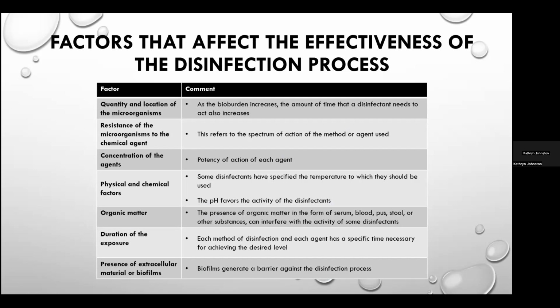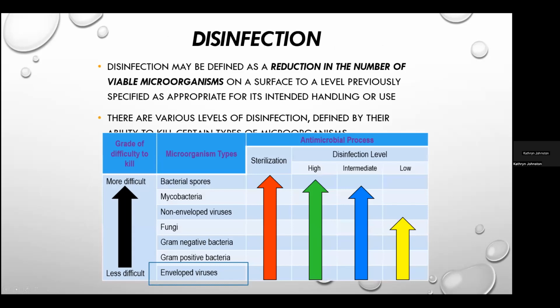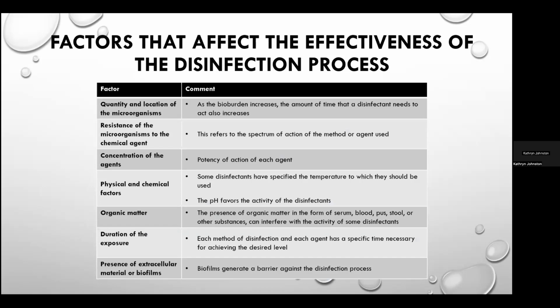So when you look at disinfection, factors that affect it is the quantity and location of the microorganisms. So if there is a high bioload, then the amount of time that a disinfectant needs to act is increased. And that's why the cleaning is so important. You have to look at the resistance of microorganisms to chemical agents. And this refers primarily to the spectrum of action that we saw in this slide here. So that's what that's referring to there more than anything.